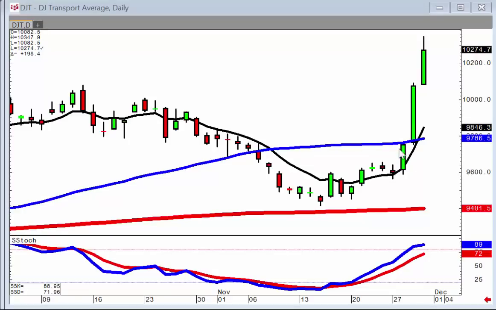That same exuberance is being witnessed over in the transportation index. Huge moves for the transportation index over the last 3 trading days. This just says be careful. We're in the overbought area and everybody's buying with great enthusiasm.